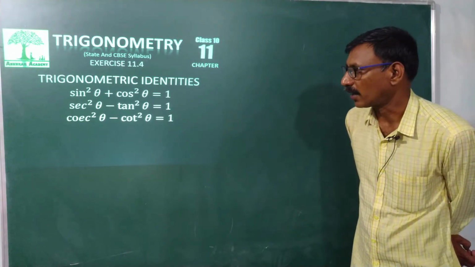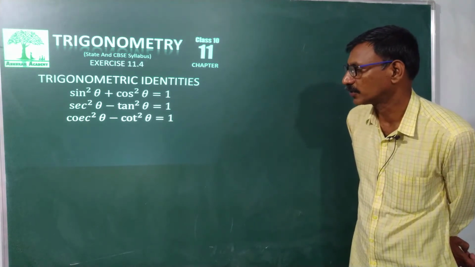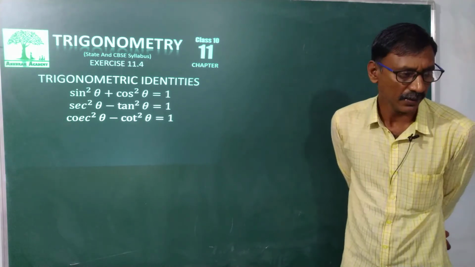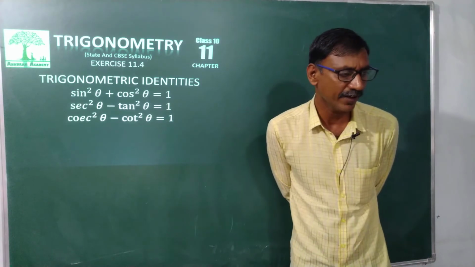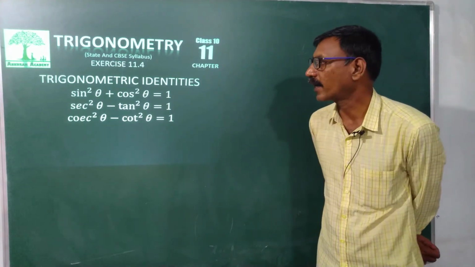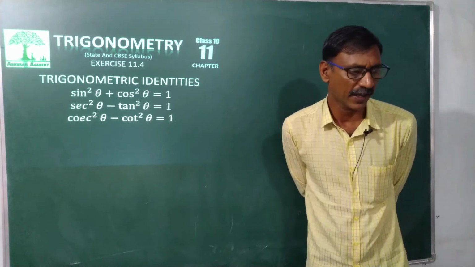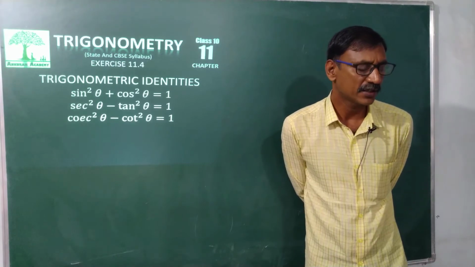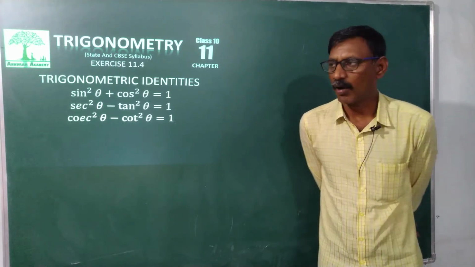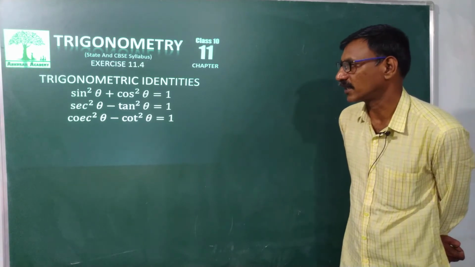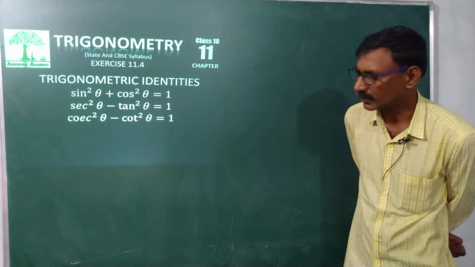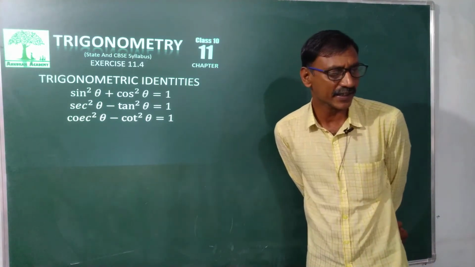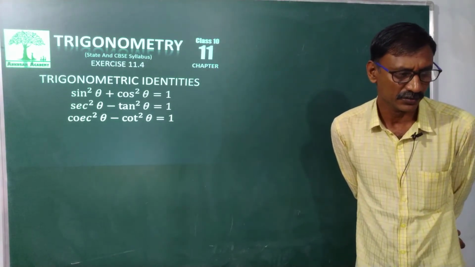Let us try to understand sin square theta plus cos square theta equals to 1 with the help of a right angle triangle. I told you clearly every time all trigonometric ratios are derived from right angle triangle, and we studied 6 trigonometric ratios. We recall and we will go to sin square theta plus cos square theta equals to 1, and then we will see secant square theta minus tan square theta equals to 1 and cosecant square theta minus cot square theta equals to 1.